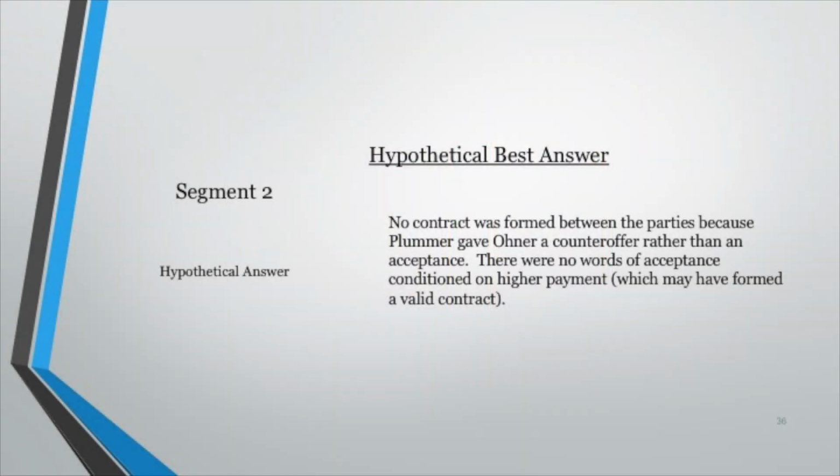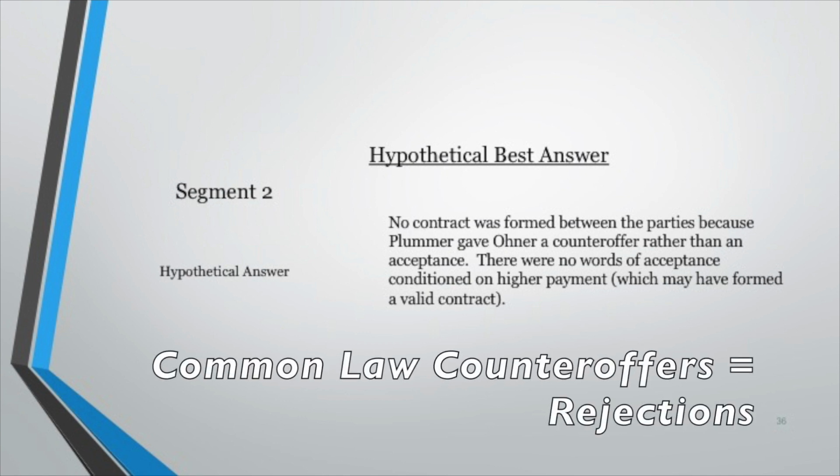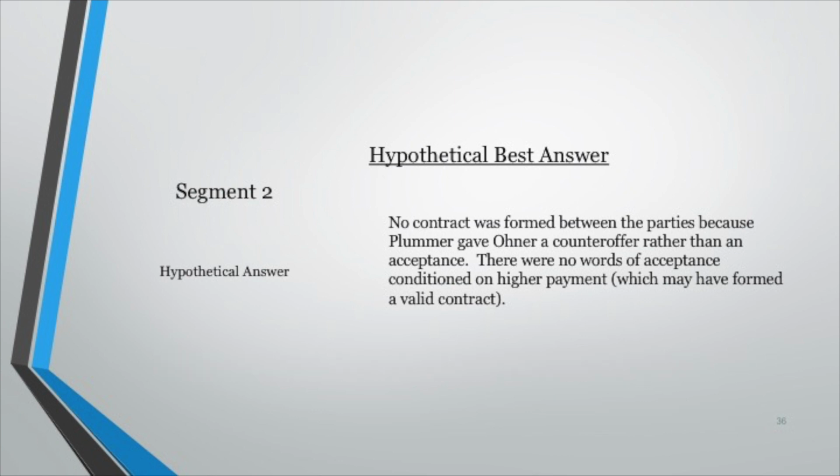All done? Great. Hopefully, you've come to the conclusion that no contract was formed whatsoever. In fact, the plumber had given the office owner a counteroffer. And because we're using the common law here, since this is a service, the common law tells us that a counteroffer is actually a rejection of the original offer. This means that it terminated negotiations right at that point. So the additional statements made by plumber about how he was willing to do the work for a lower price were offers, new offers in themselves. And since owner never accepted those new offers, no contract could have been formed.